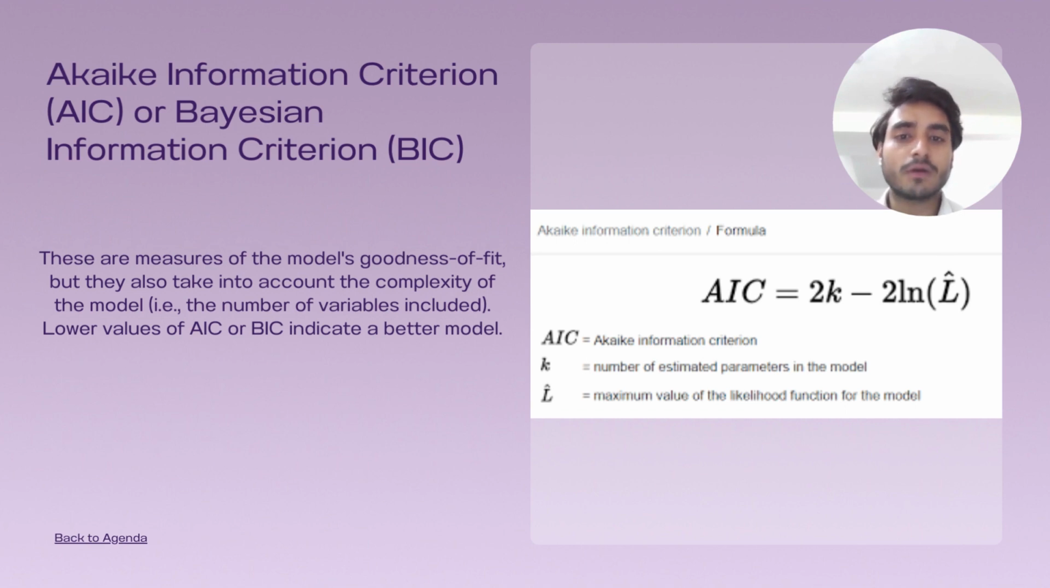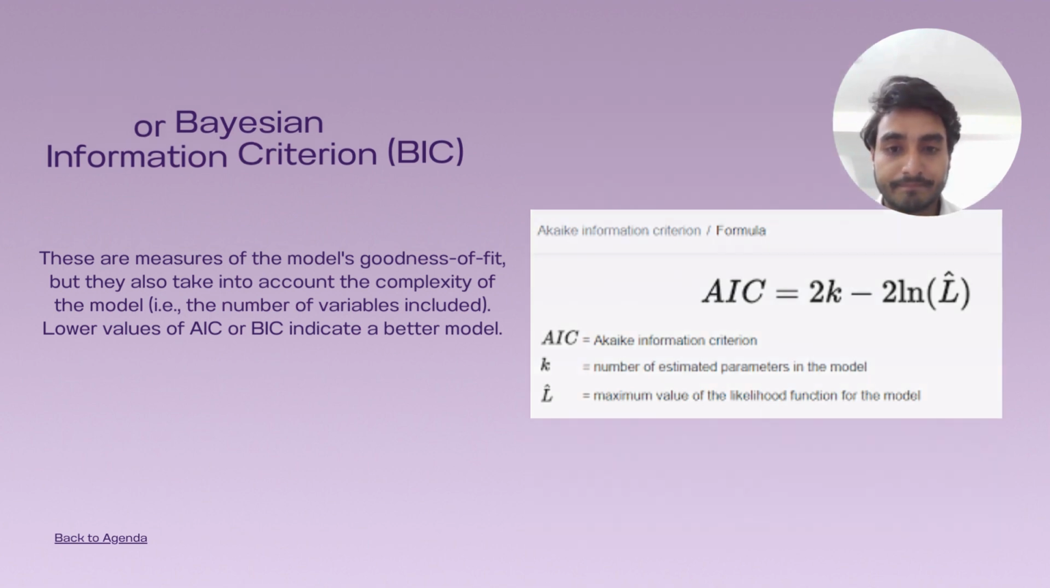The best fit model, according to AIC, is one that explains the greatest amount of variation using the fewest possible independent variables. It is to be noted that the formula for AIC is 2k minus 2 log L cap, where L cap is the maximum value of the likelihood function for the model, and k represents the number of estimated parameters in the model, as you can see in the slide.